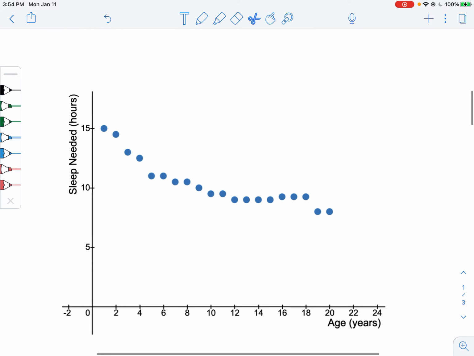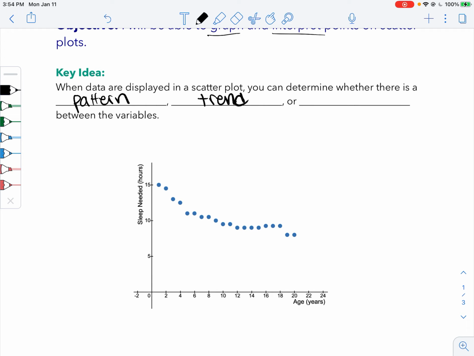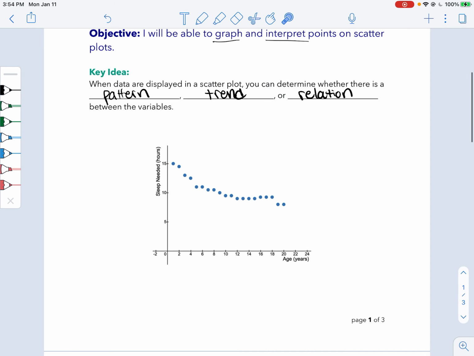So what we have here is a bunch of data, and when data are displayed in a scatter plot, you can determine whether there's a pattern to the data, or you can determine if there's a trend. There's not a strict pattern, but here you can notice there's a trend. It's going down and then it evens out. You can also describe the relationship here: as you get older, the less sleep you need. So there you go, a pattern, a trend, or a relationship.